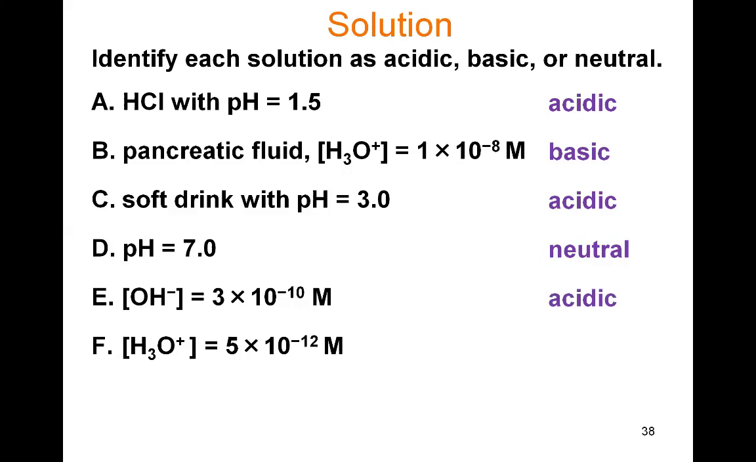F, H3O+ concentration of 5 × 10^-12 molar. Again, compare this to 1 × 10^-7 molar. 5 × 10^-12 molar is a smaller value than 1 × 10^-7. So that means the concentration of H3O+ is small and the concentration of OH- is large. And that indicates a basic solution.